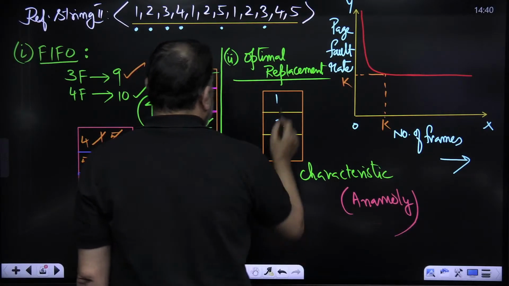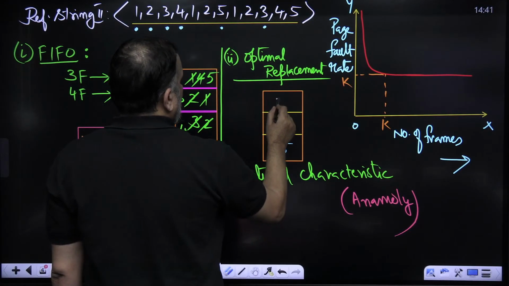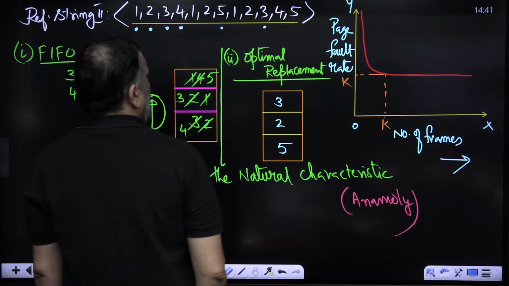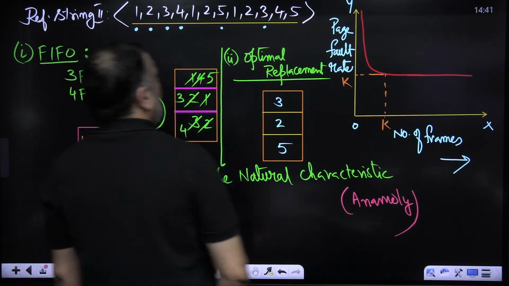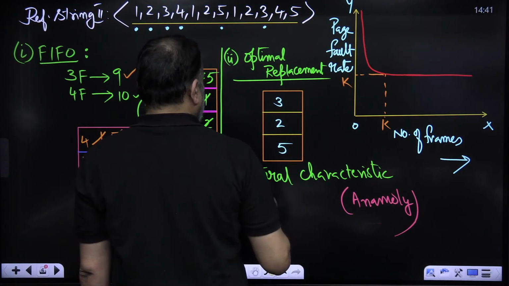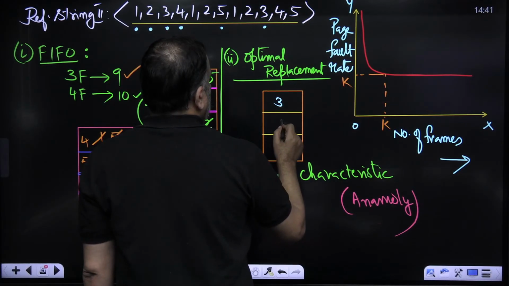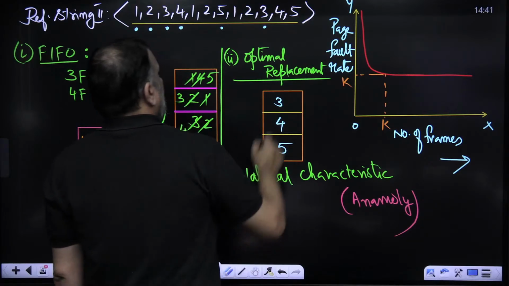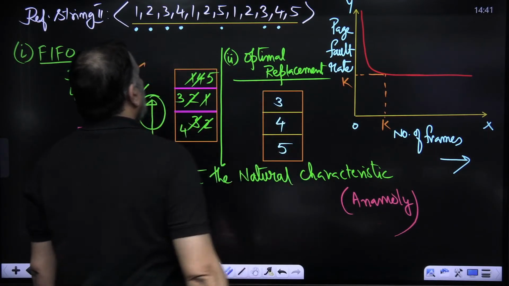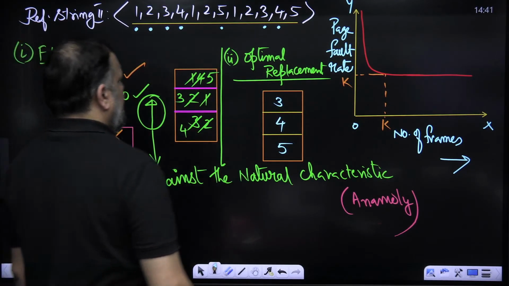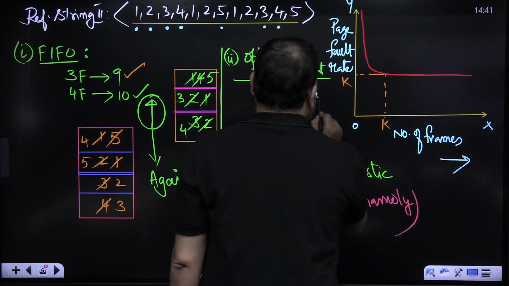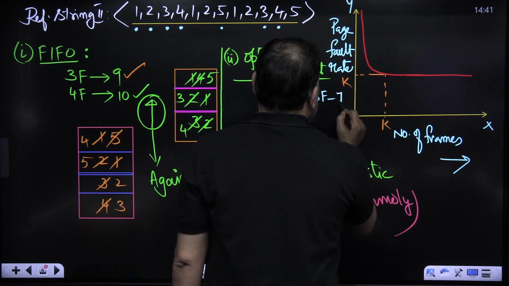So 1 और 2 की जगह, let's say in place of 1 I am going to bring 3. उसके बाद देखिएगा 4 will cause a fault. So 4 की जगह we bring 2 let us say. 4 will cause a fault. So 2 to 4, 5, 6, 7, 7 page faults. 3 frames, 7 page faults.